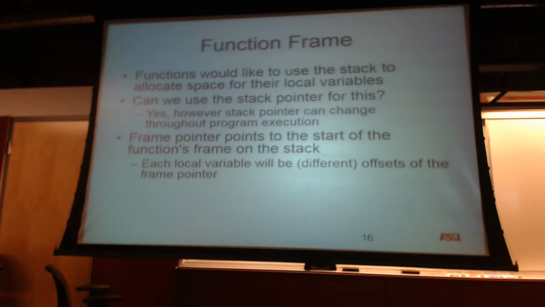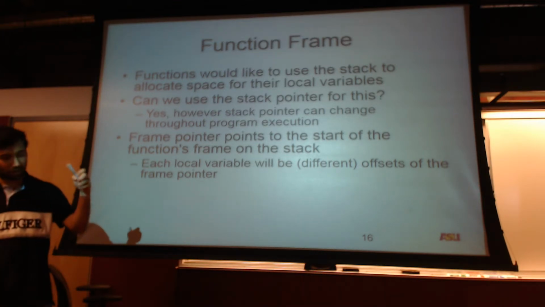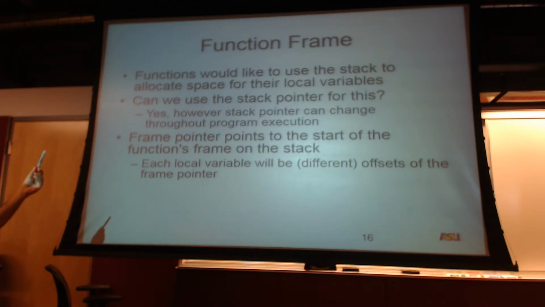Each local variable will have a different offset from the frame pointer. From the frame pointer, you can locate a particular variable by adding an offset to the frame pointer. So if you have a new variable, you take that fixed frame pointer and add an offset to it, and you get the location of that local variable. That offset is different for different local variables, right? So the frame pointer remains fixed, but the offset with respect to the frame pointer changes.